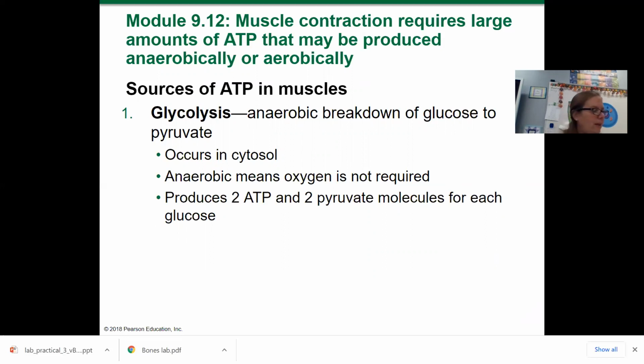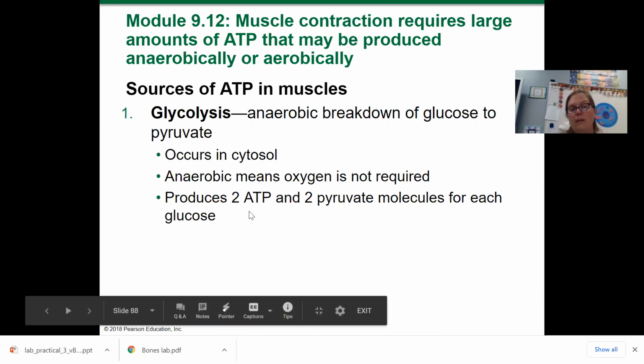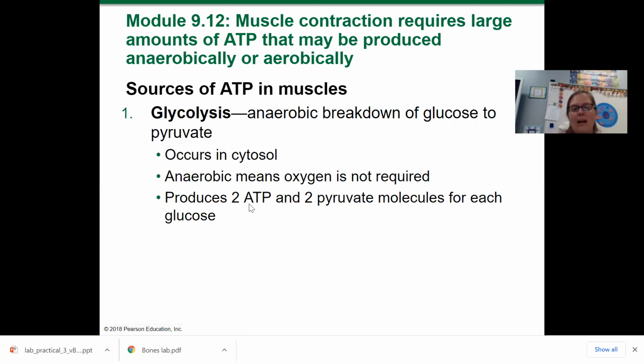All right, so ATP, sources of ATP in the muscles. There's a whole heck of a lot of mitochondria in muscle fibers, so we do have cellular respiration occurring. You remember that glycolysis is going to produce 2 ATPs. So not huge, but it's still a source of ATP. This process breaks glucose, that 6-carbon glucose, down to 2 3-carbon pyruvates, or you might have called it pyruvic acid, same molecule.